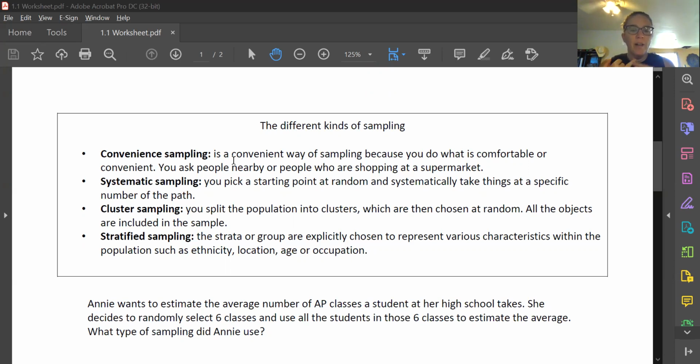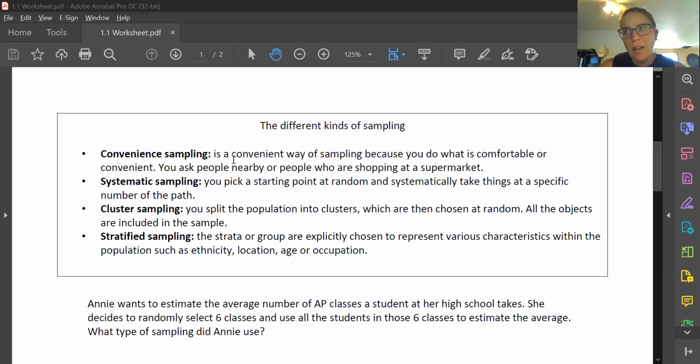So cluster and stratified are both groups. With cluster, you randomly choose a group or a bunch of groups, and you interview everyone in that group. Stratified, they're in groups by characteristics, and then we check a couple here, a couple here, a couple here, a couple here to represent every group.